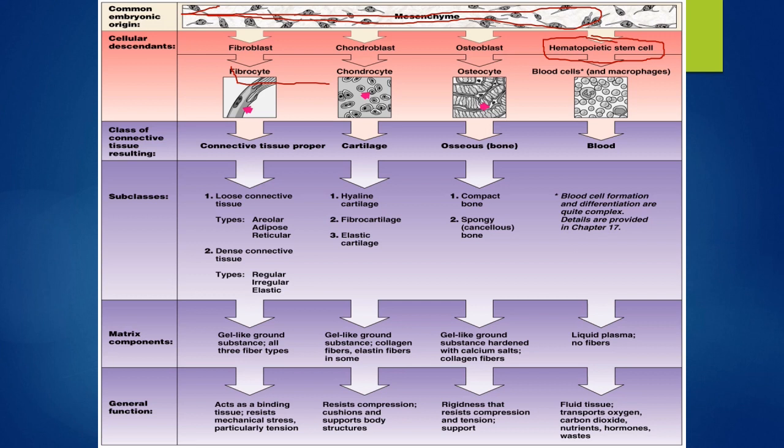This stem cell eventually develops into all the red blood cells and the white blood cells, giving us the cell types in the blood that makes blood a connective tissue. In the extracellular matrix of the blood, we have liquid plasma forming the extracellular matrix.